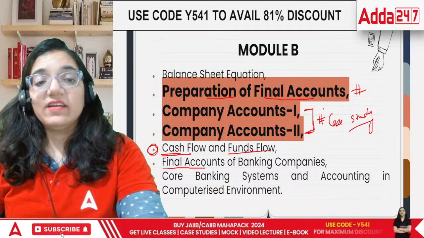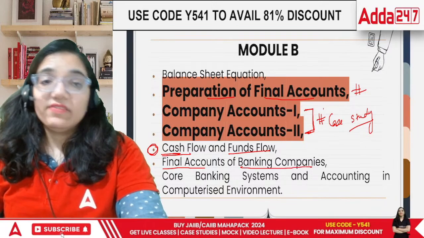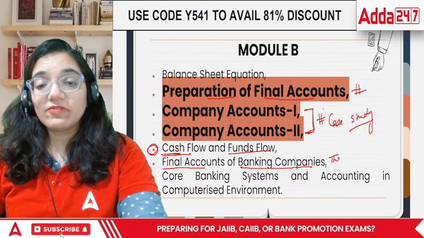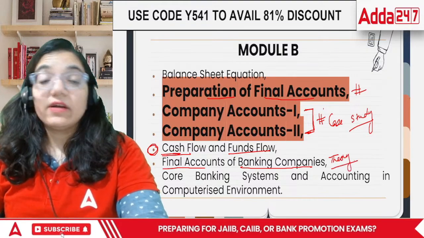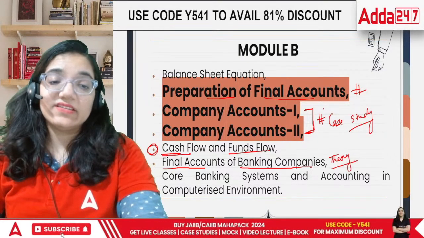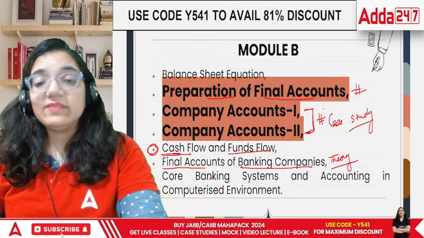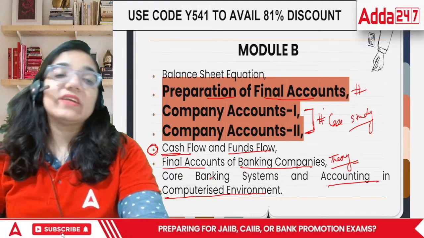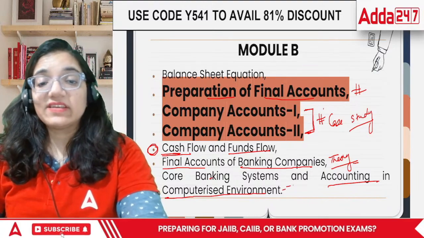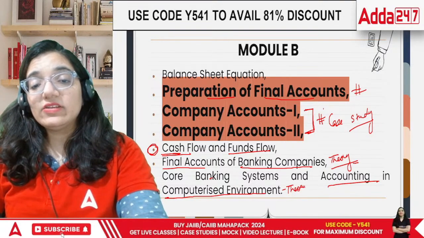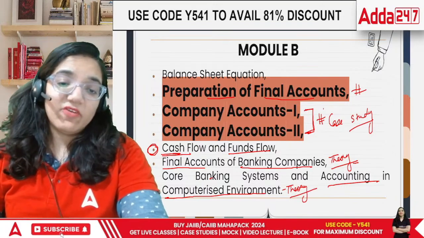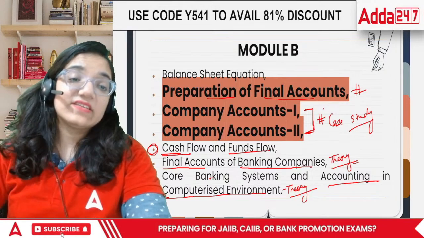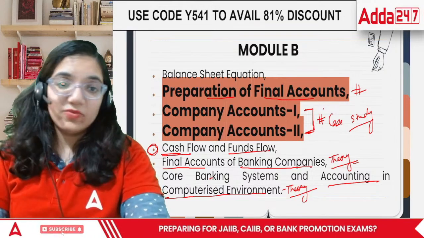Then we have final accounts of banking companies. This particular topic is normally asked in the examination from a theoretical point of view, but an important theory, always asked in the examination. Then we have CBS in terms of accountancy in a computerized environment. This is again a pure theory chapter, not asked in the case study format, but yes, asked in the examination. Right? This is all about our module B.